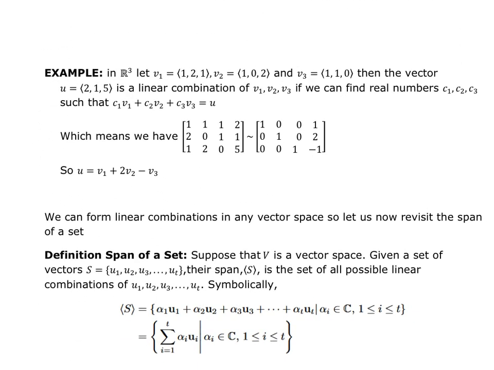What does it look like in a vector space? Well, in R3, that means I have vectors where I have 3 entries, and those entries are real numbers. Here's v1, which is 1, 2, and 1. v2, which is 1, 0, 2. And v3, as an example, is 1, 1, 0. Then the vector u, 2, 1, 5, is a linear combination of all these if we can find these c's or alphas such that c1 v1 plus c2 v2 plus c3 v3 is equal to u.